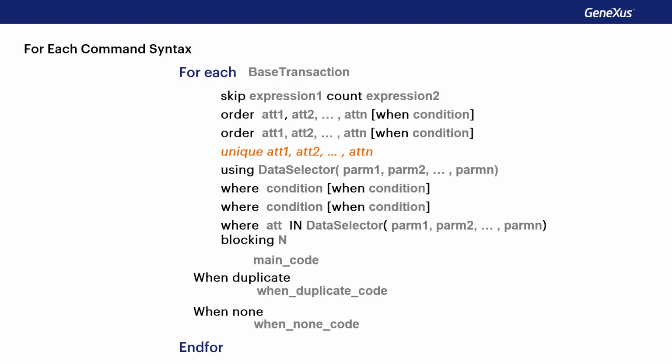The attributes that appear inside the when duplicate clause, as well as those that appear inside the when none clause, will not be taken into account when determining the base table of the for-each command. As for the attributes declared in the unique clause, including formula attributes, they will be processed together. That is, only once in the output. Therefore, if two or more records have the same value for that set of attributes, only one of them will be taken into account. All the attributes in the places mentioned must belong to the extended table of the for each command base table.